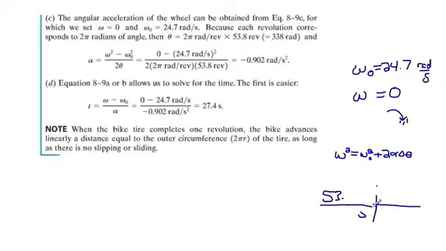Let's see if I can fix this up. So that's revolutions per second. And we want to say that 1 revolution is how many radians? I think that 2 pi radians is 1 revolution. So that's what they've got up here. I don't like that. That freaks me out.